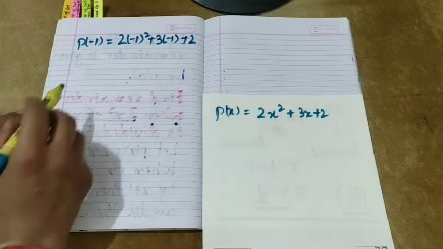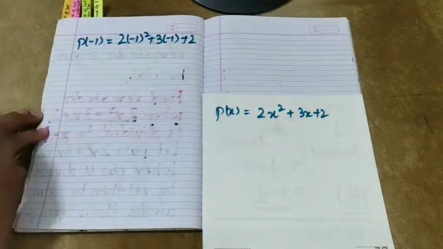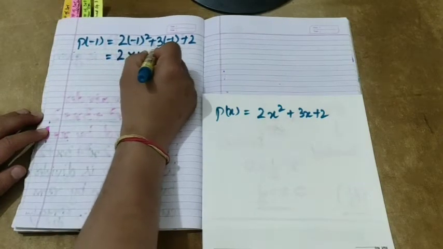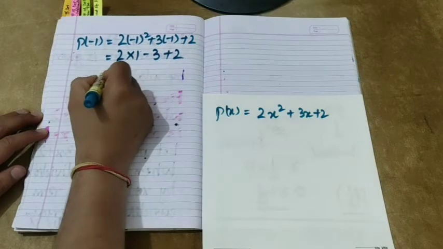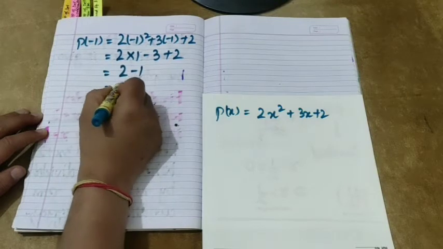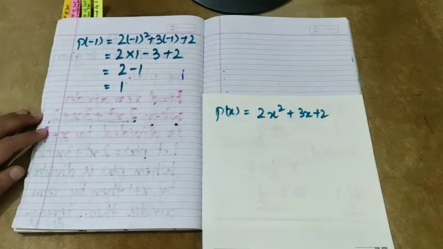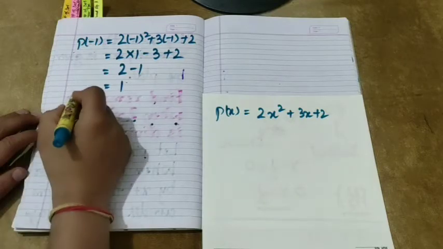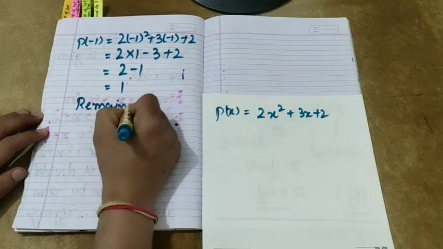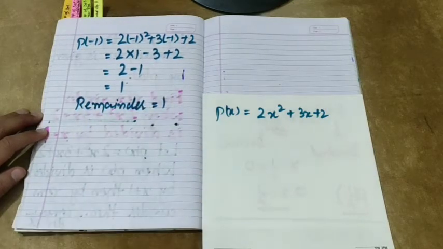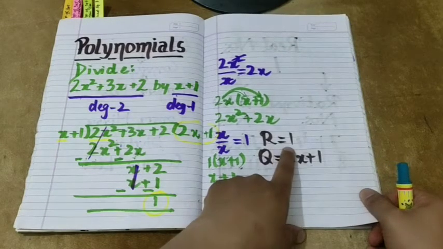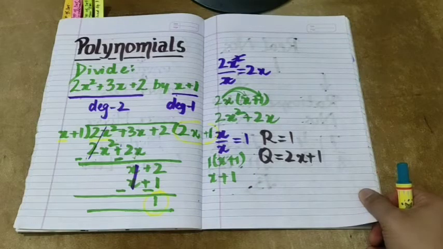Now we will find the value of this polynomial for x equals to minus 1, and on solving it will become 2 into 1 minus 3 plus 2, that is 2 minus 3 plus 2, which will become minus 1, which is our remainder. So by using the remainder theorem, the remainder becomes 1. And even by long division, we had remainder 1 only. That is how we can verify the remainder theorem.